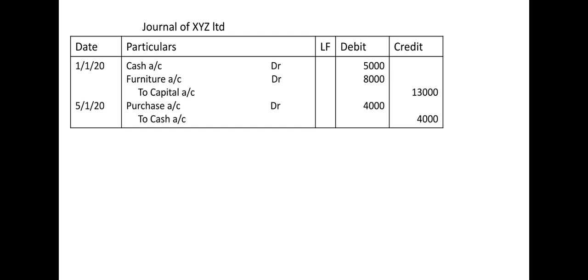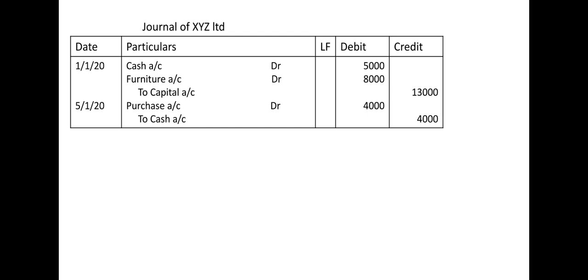But in the exam you will not be given only one entry. There will be more than one entry, maybe 3 entries, 4 entries, 5 entries, depending on the type of question. So today we are going to learn a sum in which more than one, meaning two, journal entries are given. This is the question on your screen, students. You can see the question.